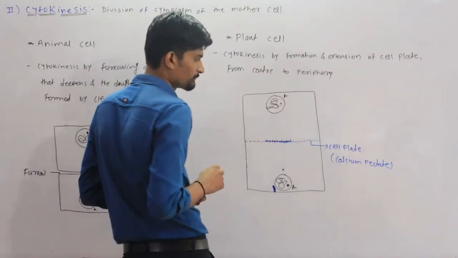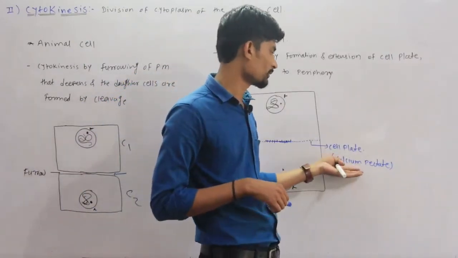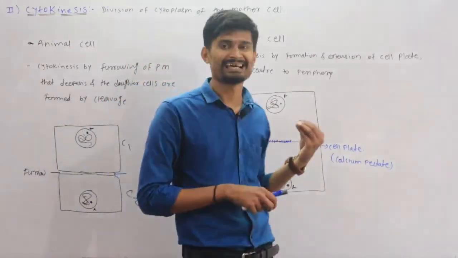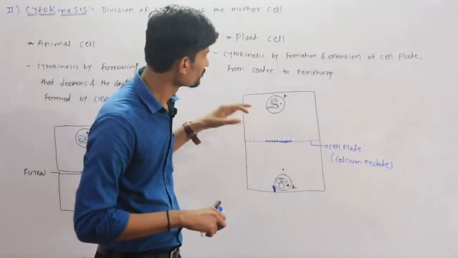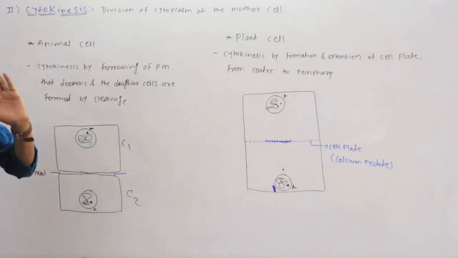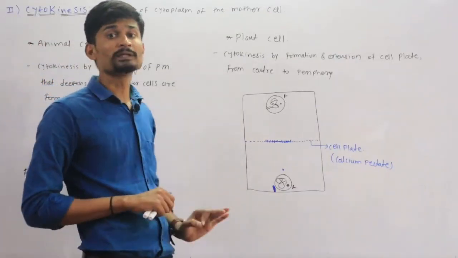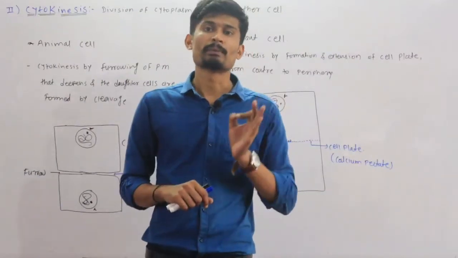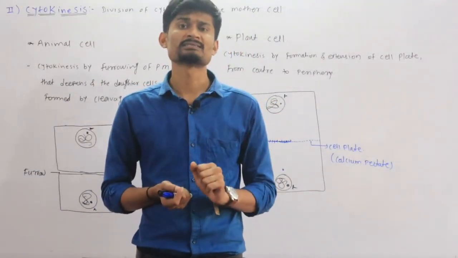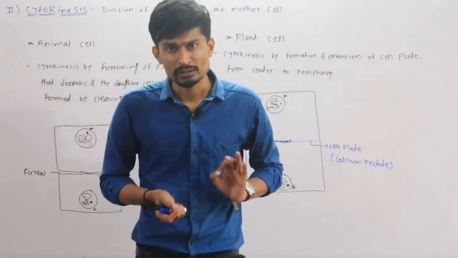This gets separated, and this cell plate is mainly made up of calcium pectate, which has the calcium molecules. So this is cytokinesis in the plant cell. So here we have now completed the complete mitosis division, both the stages, that is karyokinesis and cytokinesis.